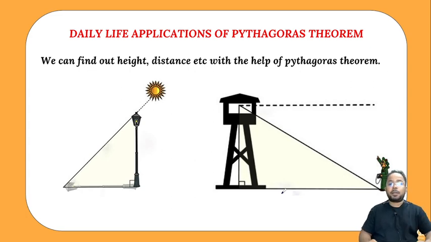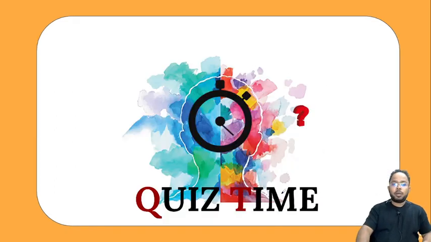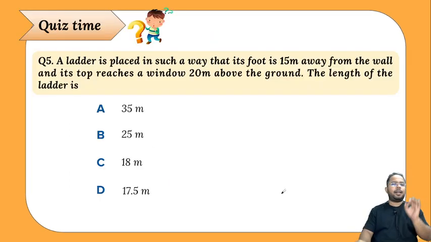और उसी पाइथागोरस थ्योरम को इस्तेमाल करके हम लोग और भी चीजों की हाइट्स निकाल सकते हैं, बेस लेंथ निकाल सकते हैं। सो कैसे देखते हैं। सवाल के माध्यम से समझते हैं, ठीक है। तो पहला एक सवाल है, a ladder is being placed in such a way that its foot is 15 meter away from the wall and its top reaches a window 20 meter above the ground. लेंथ ऑफ द लैडर कितना?